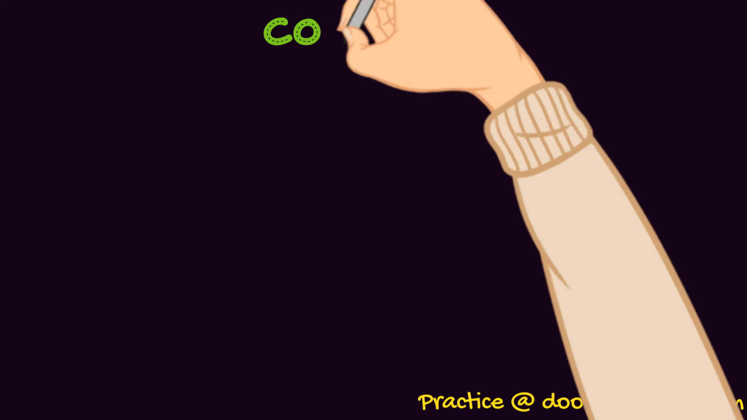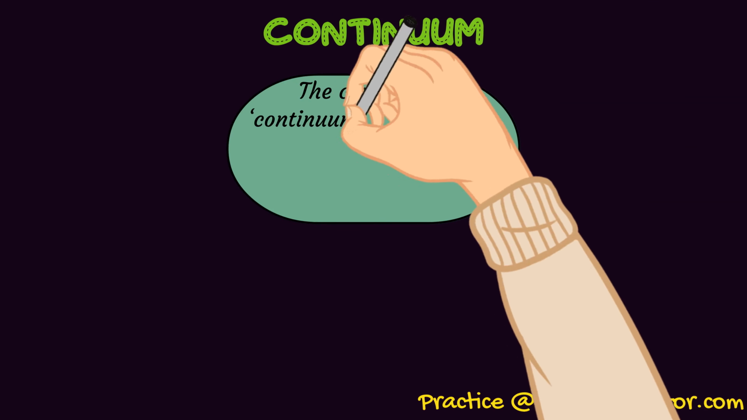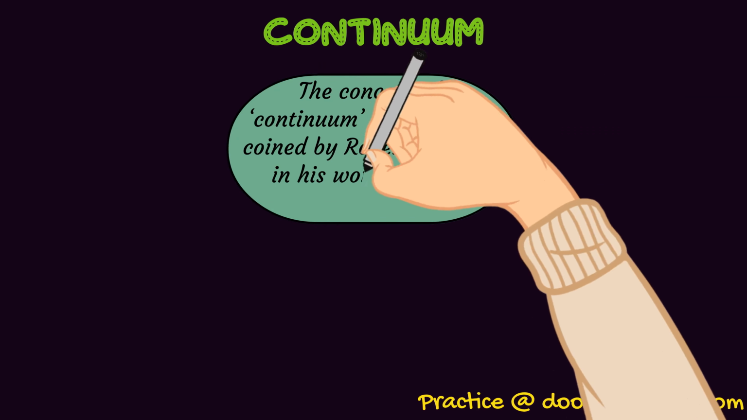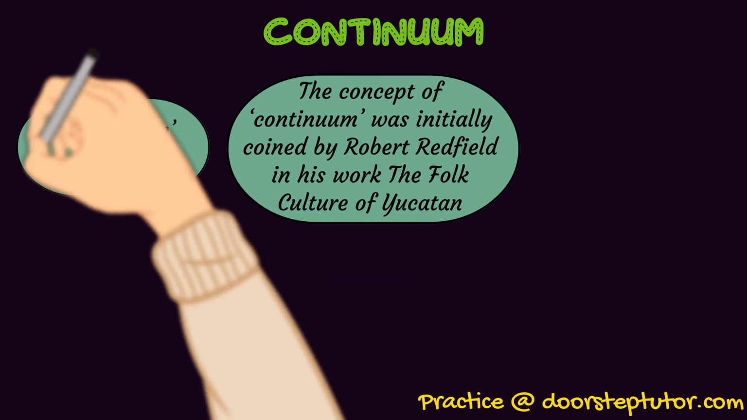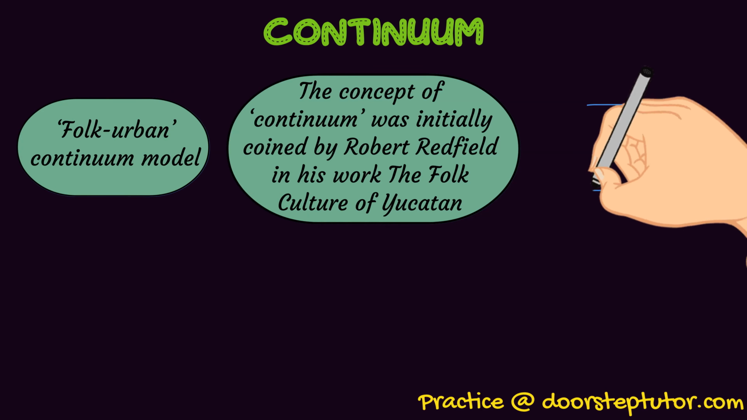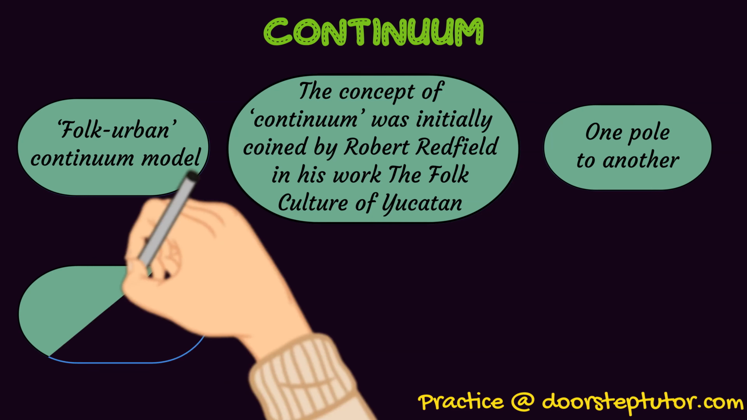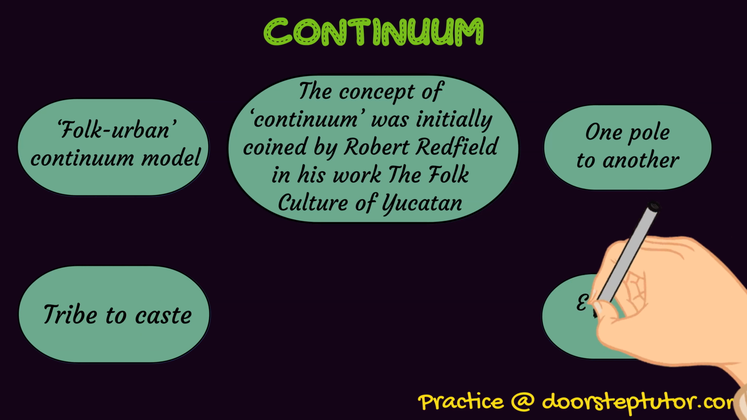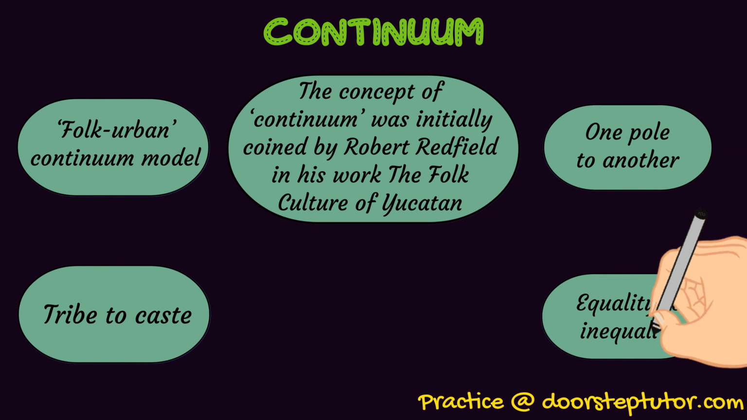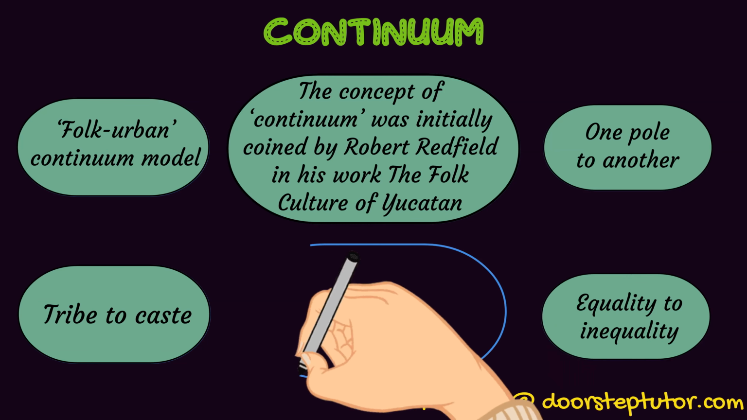What is this continuum? This concept of continuum was initially coined by Robert Redfield in his work, The Folk Culture of Yucatan, where he used the folk-urban continuum model. And in this continuum, there's a shift from one pole to another, where one pole is the tribe and the other pole is caste. The features of tribal society would be equality. So the movement from one pole to another here would be the movement from equality to inequality, where inequality is a feature of caste system.